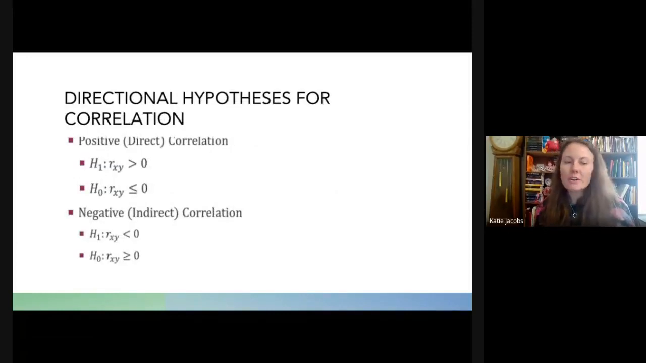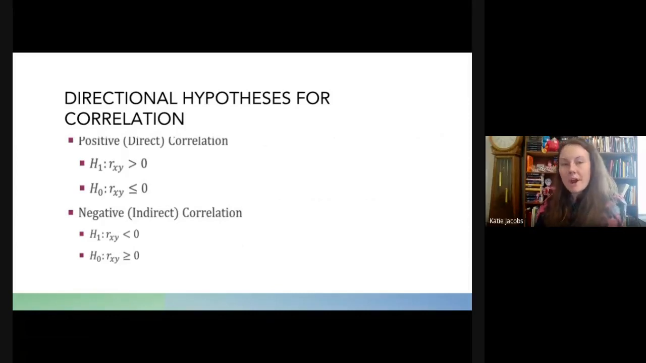So then we can also do directional hypotheses, right? And I put this on one slide so that I could show you what this would look like. For a positive or direct correlation, you're going to hypothesize that your correlation is significantly greater than 0 for your research hypothesis. So if you see there, we have H sub 1, a colon, r sub xy is greater than 0. So there we're hypothesizing that we have a positive correlation. So when we actually calculate our test statistic, a positive correlation would be a positive test statistic value. Then our null hypothesis is the complete opposite, covers every other option that our research hypothesis didn't cover.